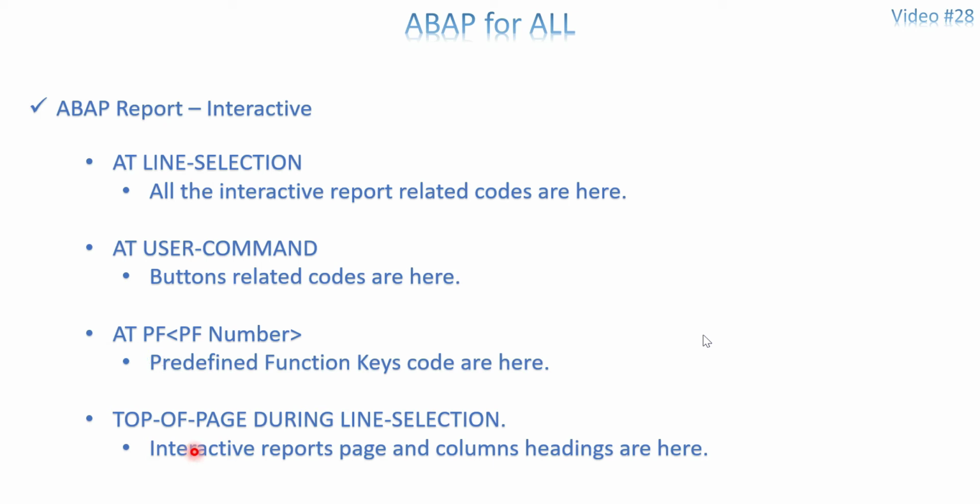And top of page is the same as in the classical report. Here you want the same top of page for your interactive report also, so there is an extended event called during line selection. Top of page is for classical, but if you want the same to be active in the interactive report, you have to add some keywords, which is nothing but during line selection. All the page and column headings of your interactive report come under this event. Always remember, an event should not be duplicated in your report. Only once you mention the event in your entire program. So all the code comes in at line selection, and all the interactive report column and page headings come under top of page during line selection.